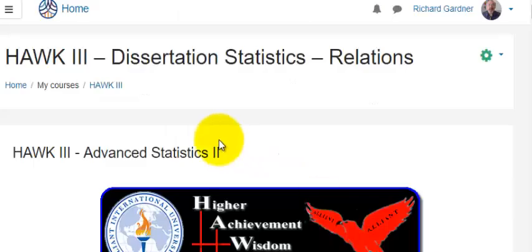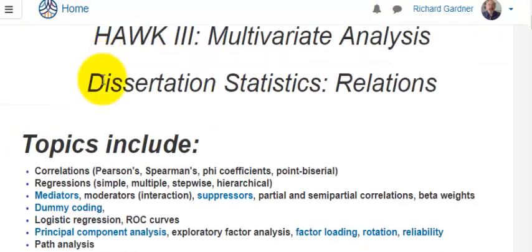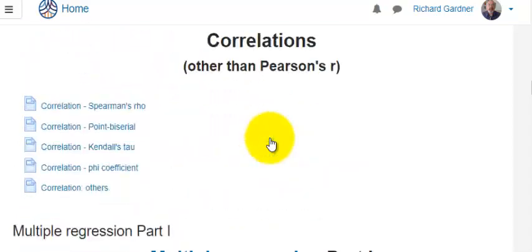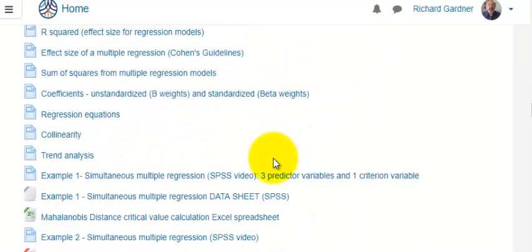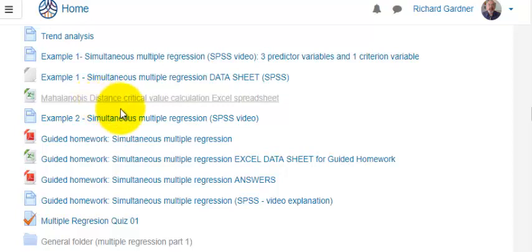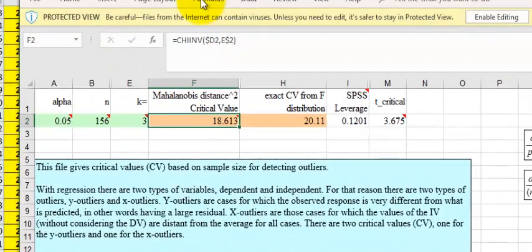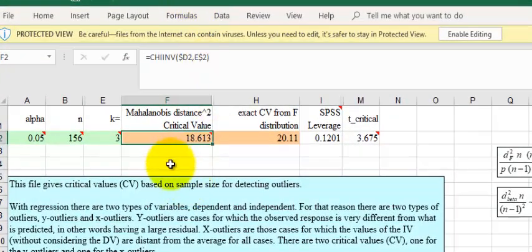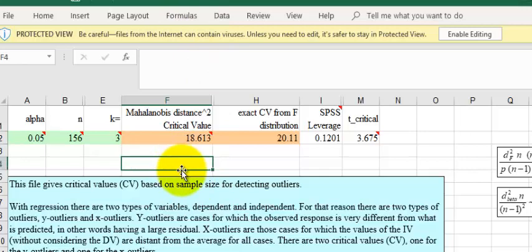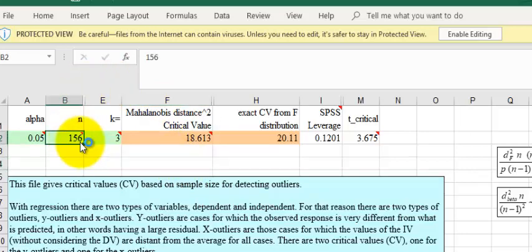Which you can use. There's a couple of them in here somewhere. You can just download it. I suggest you download it and put it on your computer forever. There's one right there. So just download it, open it up. Please hold. This is a spreadsheet that's going to calculate our critical Mahalanobis distance value. So our sample size is what? 231. And K is the number of predictors, and we got 3.